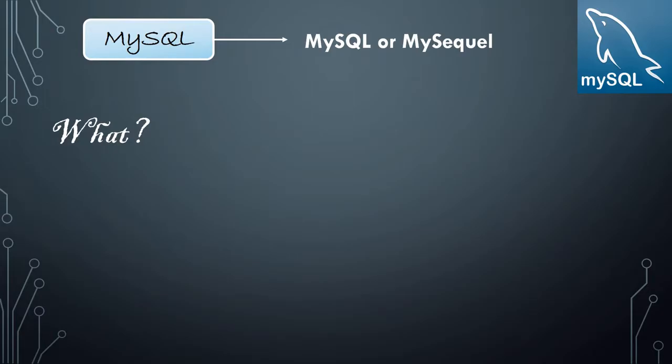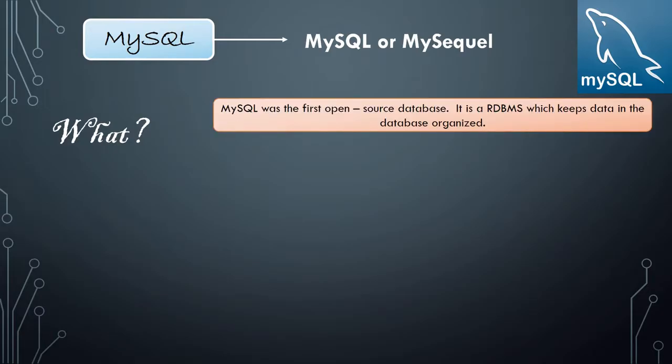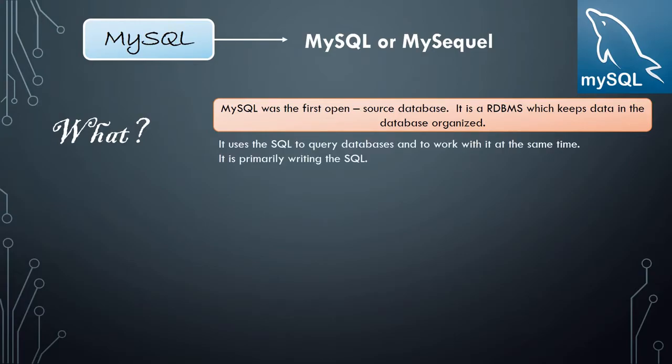Okay, it is an open source relational database management system, and it was the first open source database which was developed. It keeps the data in an organized format in the form of relations or tables. And we all know that in RDBMS, rows are known as tuples and columns are known as attributes. Next thing is it uses SQL to query the databases.